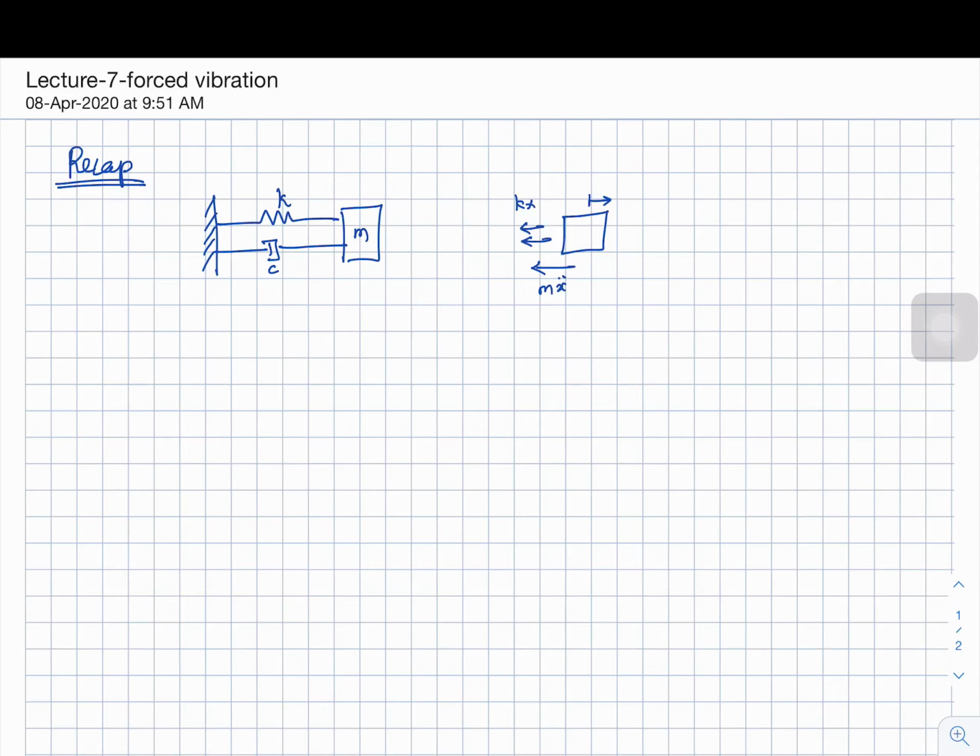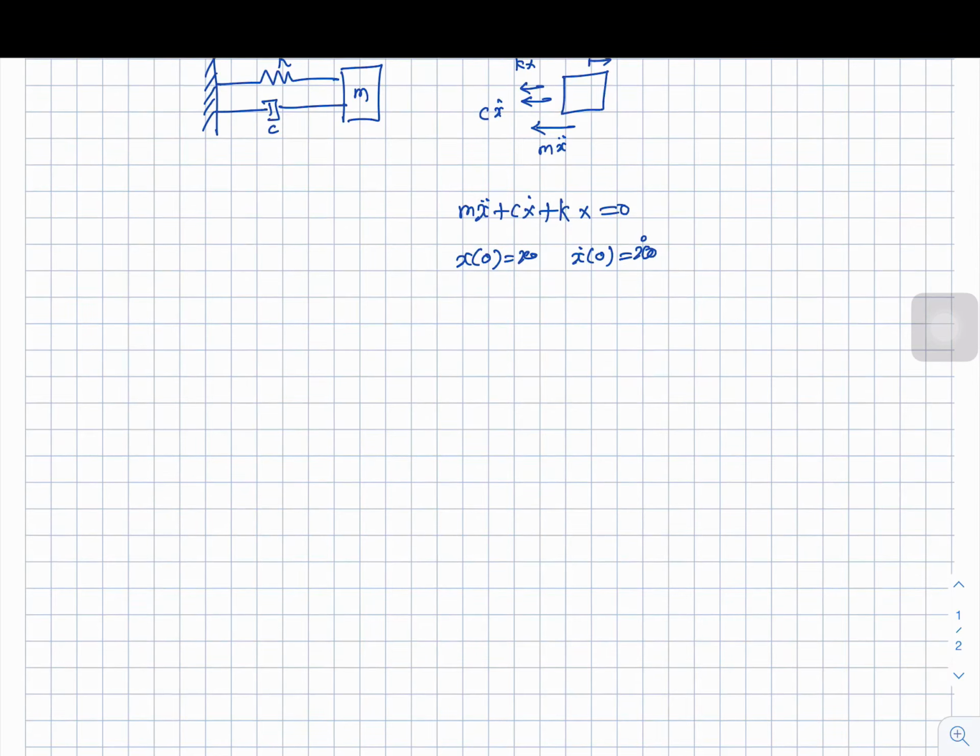From this we will get the characteristic equation, with roots minus c plus or minus root of b square minus 4ac, divided by 2m. So these are the roots. Based on these roots we will get three different types. Case 1 will be c square equal to 4km. So this is a critically damped system.